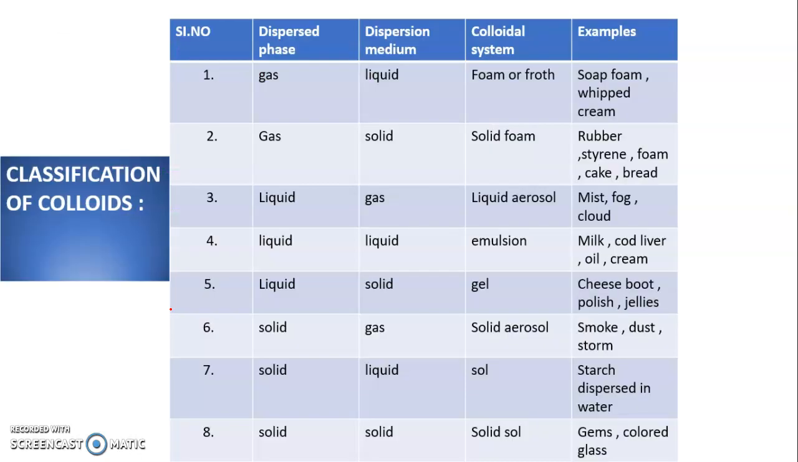Next we have the classification of colloids. There is nothing more to discuss about this, because simply this is the classification of colloids based on the dispersed phase and dispersion medium. That is, if the dispersed phase is gas and the dispersion medium is liquid, that colloidal system is called foam or froth, and some examples are soap foam, whipped cream, etc. Similarly, we have different dispersed phases and dispersion medium as well as some examples. So please go through this.